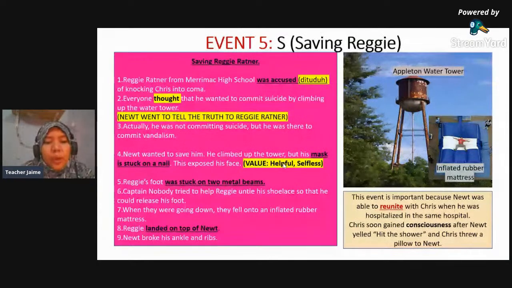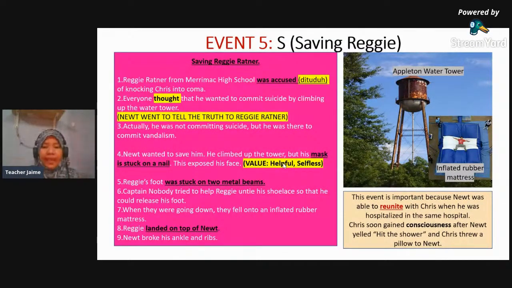Newt broke his ankle and ribs. Right? This event is important because Newt was able to reunite, berkumpul semula with Chris when he was hospitalized in the same hospital. Disebabkan dia cedera, masuk hospital, dapatlah duduk sebelah abang dia. Okay, that's why this event is important.